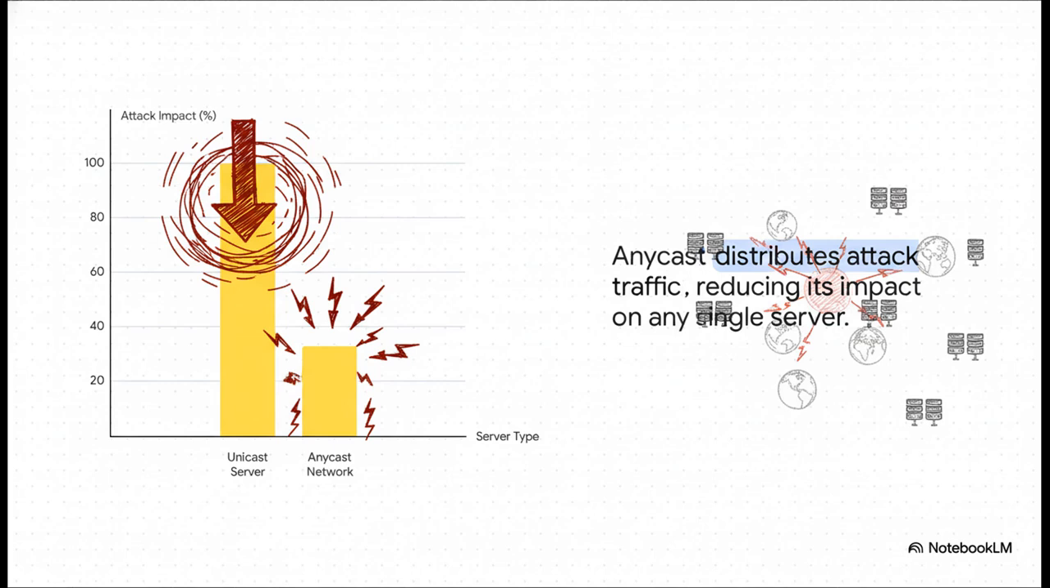If you launch an attack on a single old-school unicast server, it gets hit with 100% of the force. It's almost guaranteed to go down. But if you attack an Anycast address, all that junk traffic gets distributed. It gets routed to all the different servers around the world. The attack is just diluted. Each server only has to deal with a small piece of it, and the service stays online for everyone.